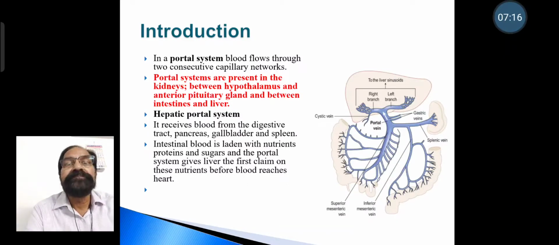Hepatic portal system. It receives blood from the digestive tract, pancreas, gallbladder and spleen. Intestinal blood is laden with nutrients, proteins and sugars, and the portal system gives the liver the first claim on these nutrients before blood reaches the heart.